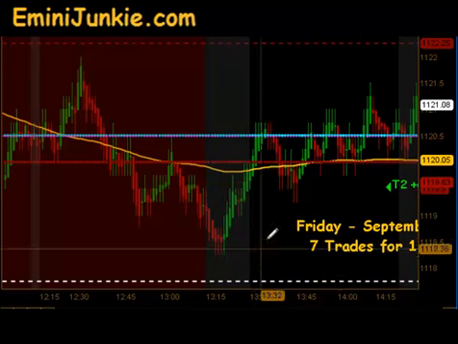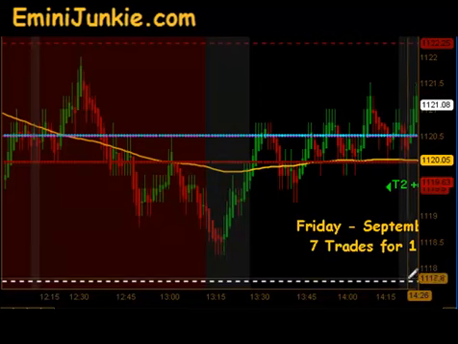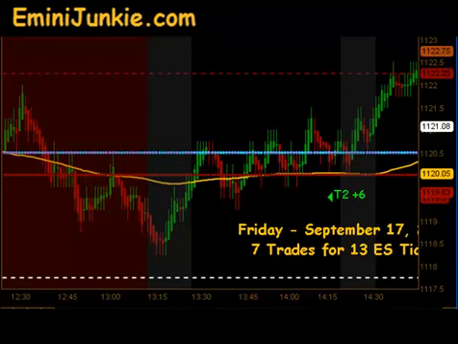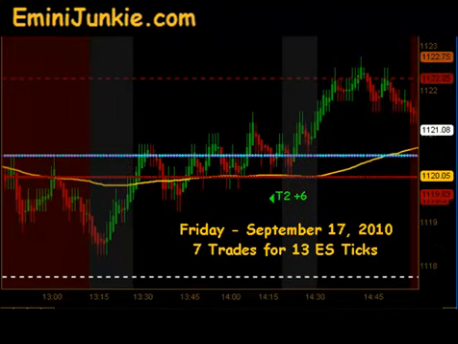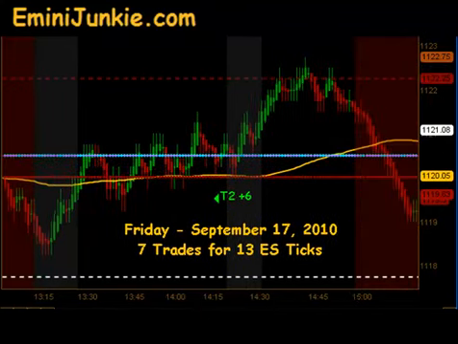You can see the market didn't do a whole lot. We came back up to our moving average, and it wasn't until about the 2:30 reversal time frame that we finally got a signal to get long, and that did produce targets 1 and 2 to the upside for 6 ticks, and that was the final trade of the day. All in all, not a bad day. 7 trades, 13 ES ticks.